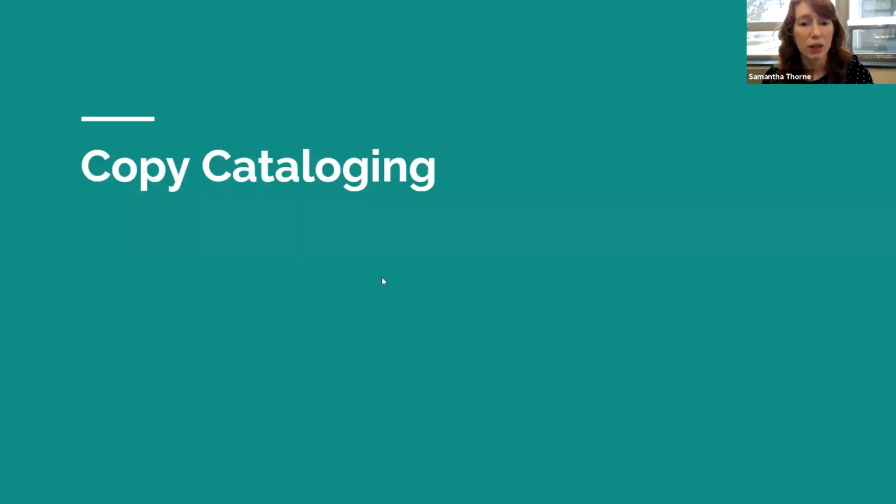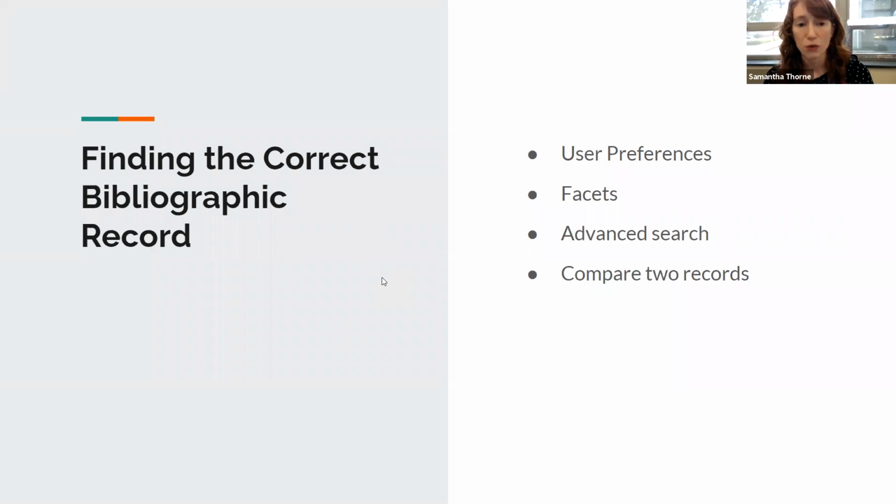Next, we'll talk about how to complete tasks related to copy cataloging. First, finding the correct bibliographic record. These are some tools that I use when copy cataloging to find the bibliographic record that matches the item I have in hand. And I'm going to head back to Record Manager to demo them, starting with user preferences, followed by facets, advanced search, and comparing 2 records.